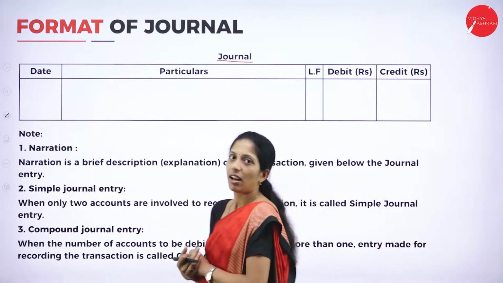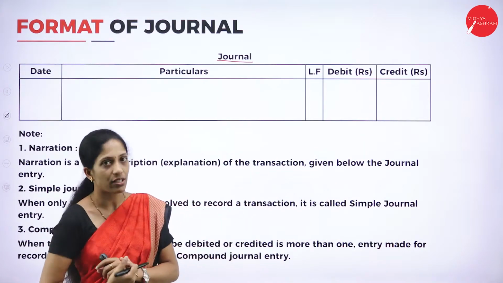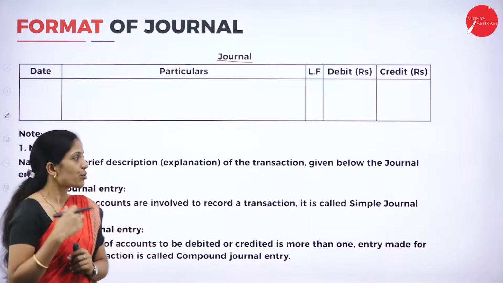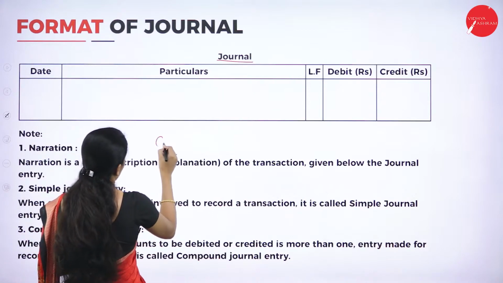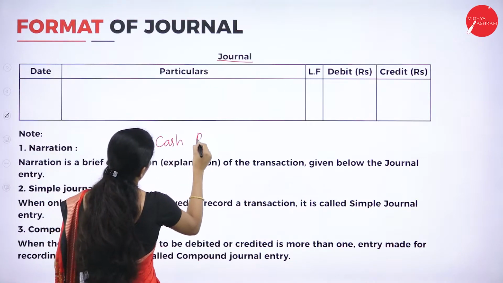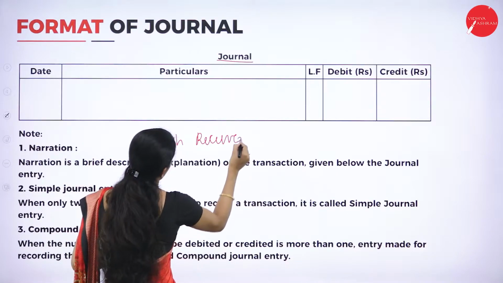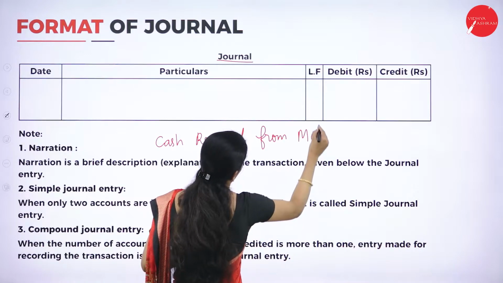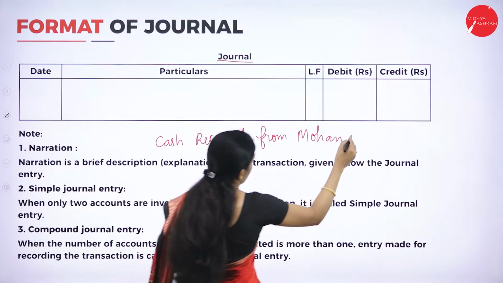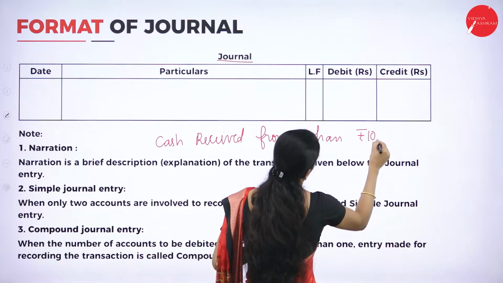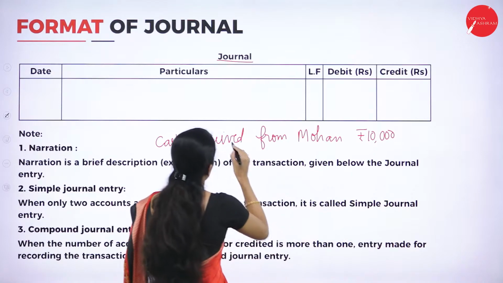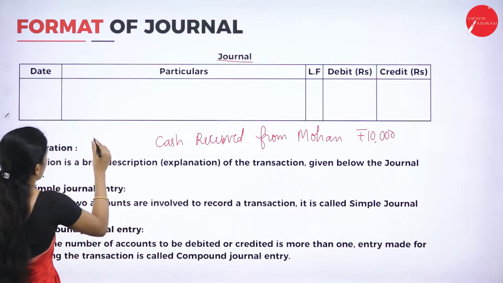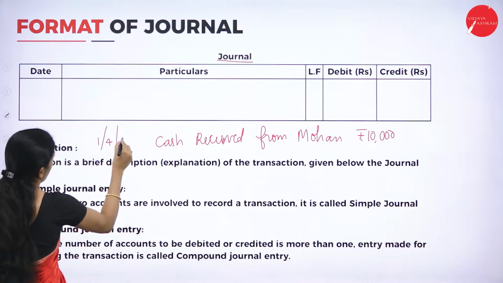Now, I will give a transaction here where we are going to record the journal entry. That is cash received from Mohan. So, the transaction is cash received from Mohan, rupees 10,000. Okay. Cash received from Mohan, rupees 10,000. Now, let the date be 1st April 2021.